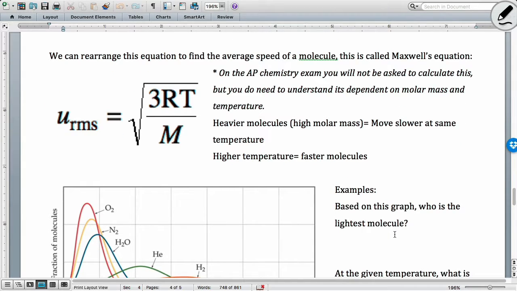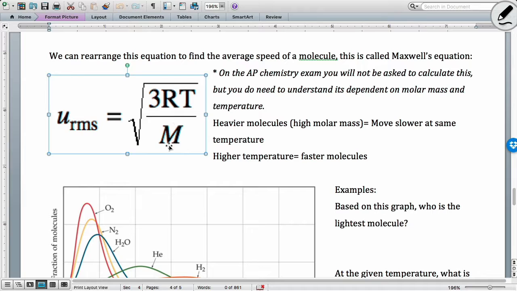So we can rearrange the equation to find the average speed of a molecule. That's called Maxwell's equation. This is v_rms, which means root mean square speed. It's the square root of, this is a derivation of the gas law, where R is the gas constant, T is temperature, and M is the molar mass. You don't need to be able to solve these equations. What you do need to know is that heavier molecules are going to move slower, which makes sense. Heavier objects tend to move slower.